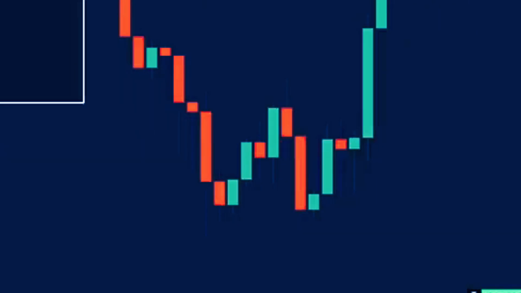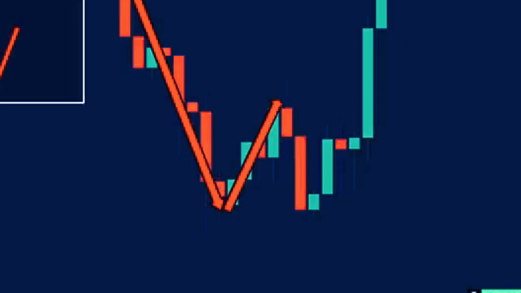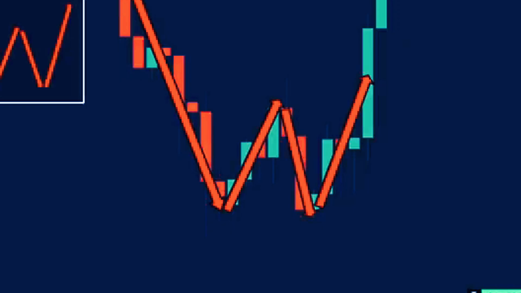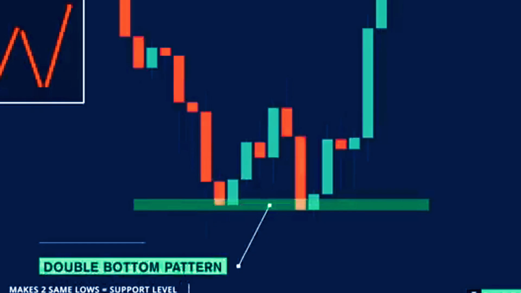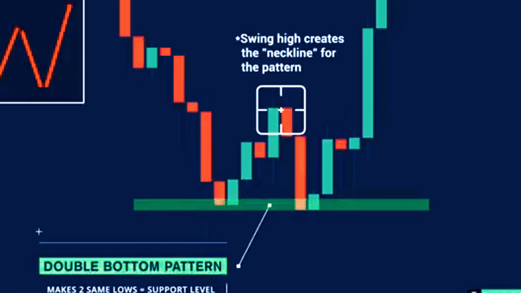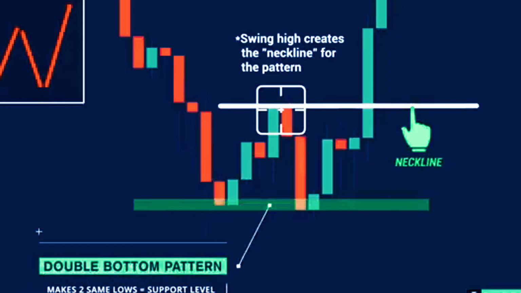You first have your moving downtrend. Price then makes two same lows. The bottoms essentially make a support level. This swing high here forms the neckline.